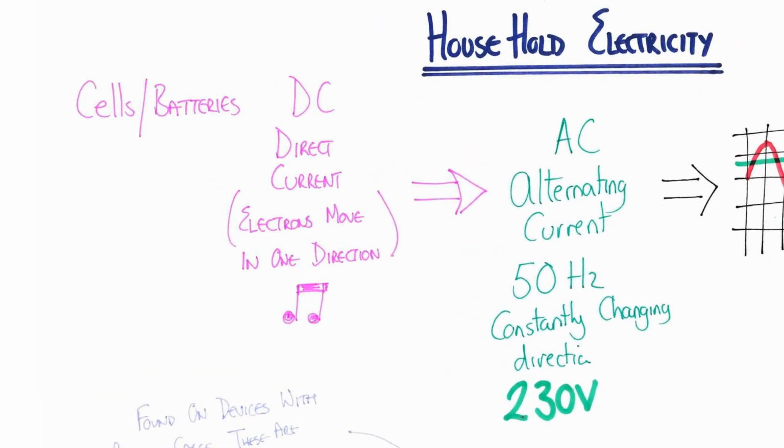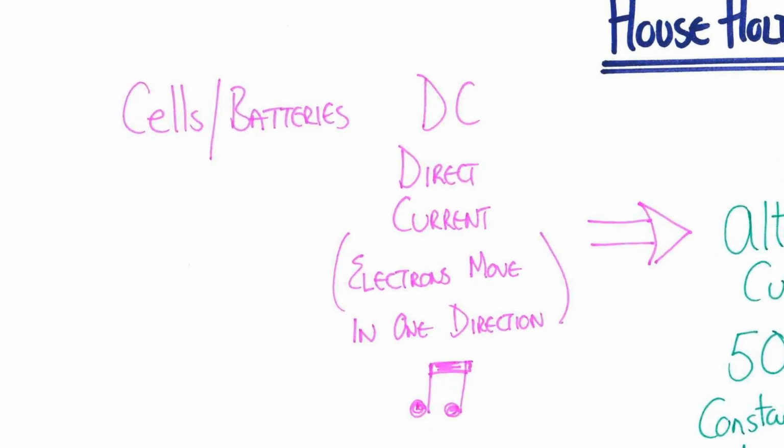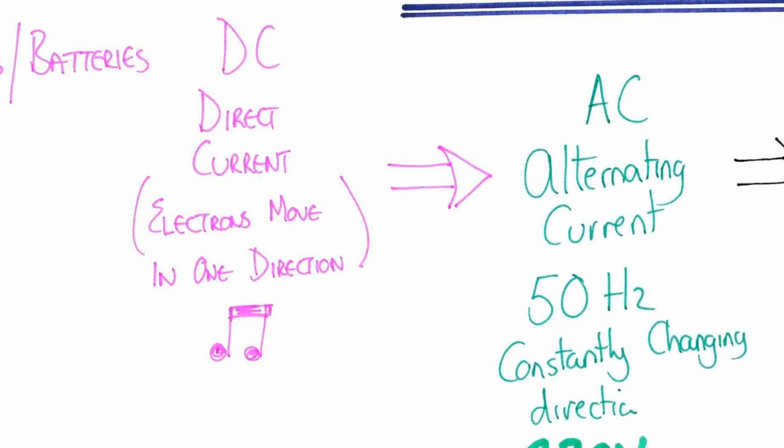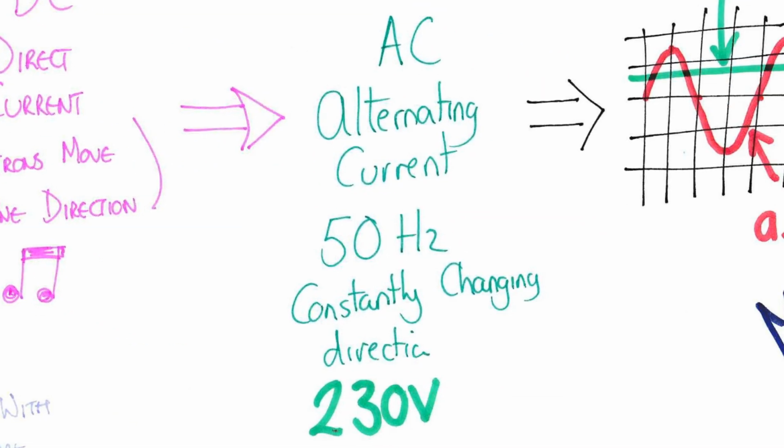Household electricity. In the laboratory, you tend to use cells and batteries, and this is known as DC, or direct current. In direct current, the electrons move in one direction. The current moves in one direction.